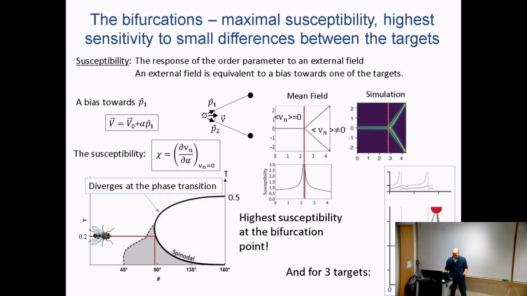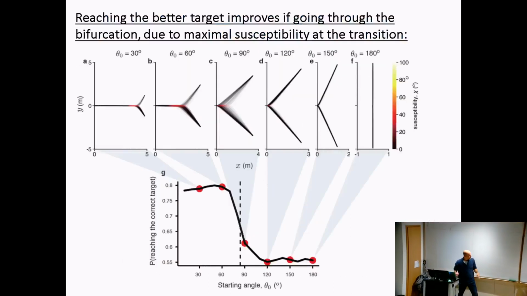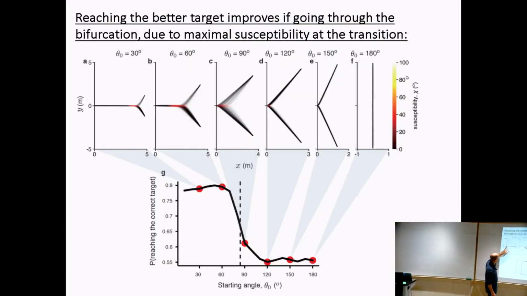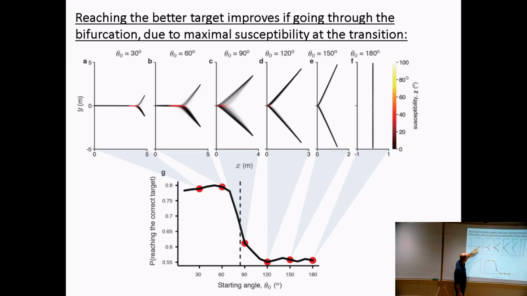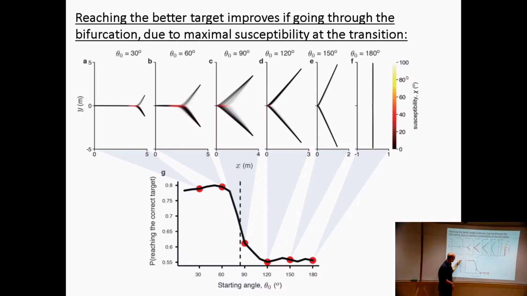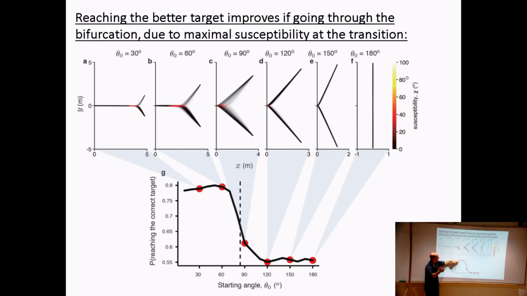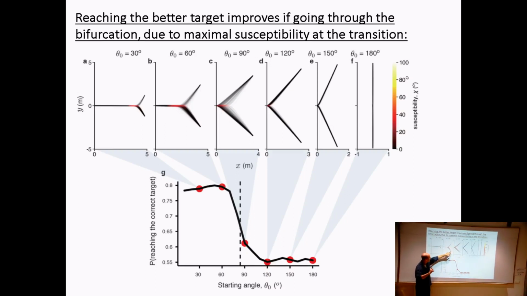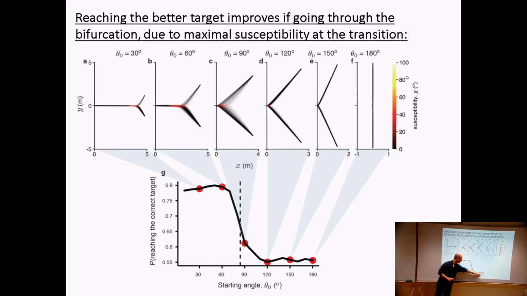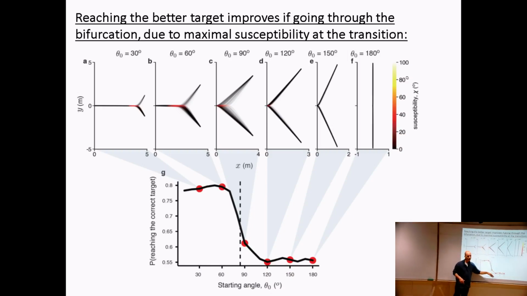And indeed, if you run simulations, you can run simulations where you go through this high susceptibility region before reaching the targets, or you can start beyond that bifurcation and reach the targets straight, and you can see what's the probability of getting to the correct target, the target which has a slight bias towards it, and the probability of reaching the correct target beyond the critical angle. So these are predictions. They haven't actually managed yet to do experiments with it.